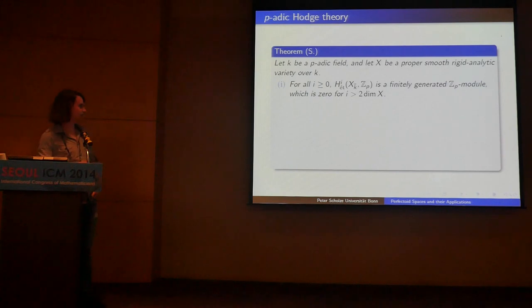What's funny to observe here is that over the complex numbers, twice the dimension comes from the fact that the complex numbers are of dimension 2 over the real numbers, so that a compact n-dimensional manifold has topological dimension 2n. But over the p-adic field, there is no such thing as the real numbers. And so the twice the dimension comes up again, but for completely different reasons.